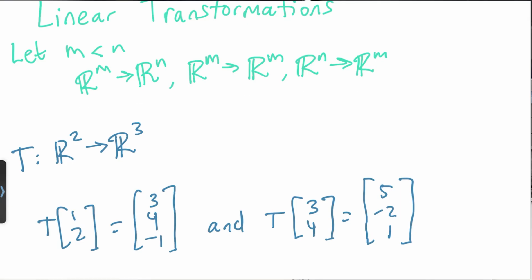First one is taking a smaller dimensional matrix to a larger dimensional one. Next is just from one dimension to the same dimension. And finally, taking a larger dimension to a smaller, like 3D to 2D. So let's start with the first one, smaller dimension to higher dimension.